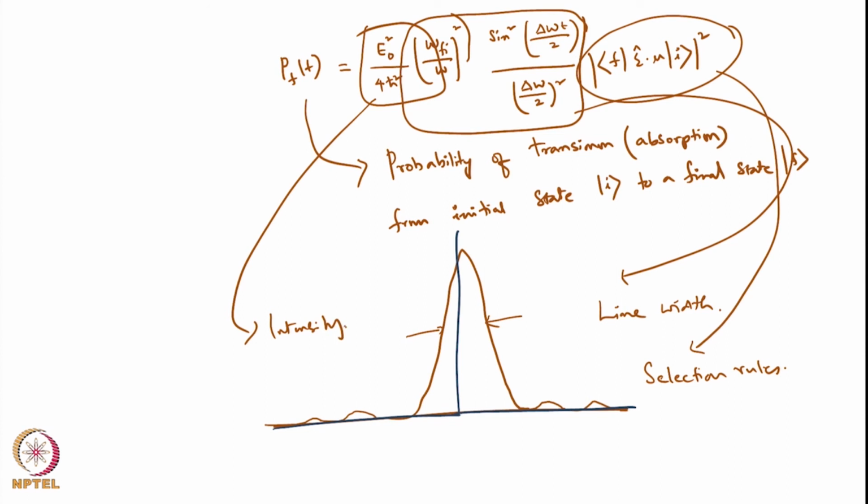So, essentially there are 3 factors that determine the probability of a transition from a ground state or initial state i to a final state. One is the transition moment integral, that will tell you whether this transition will be allowed or not, and if allowed, what its value. Second is your modulating function, which will tell you how the line widths will come about, and third one is intensity, that will depend on how much light you are shining.